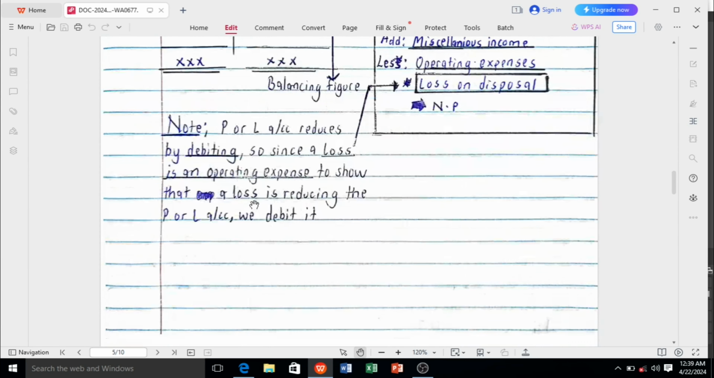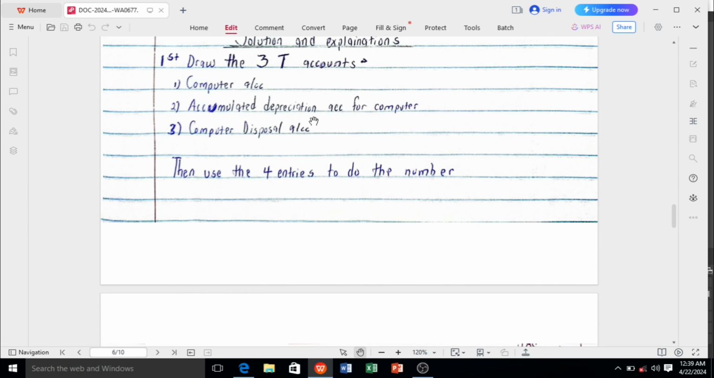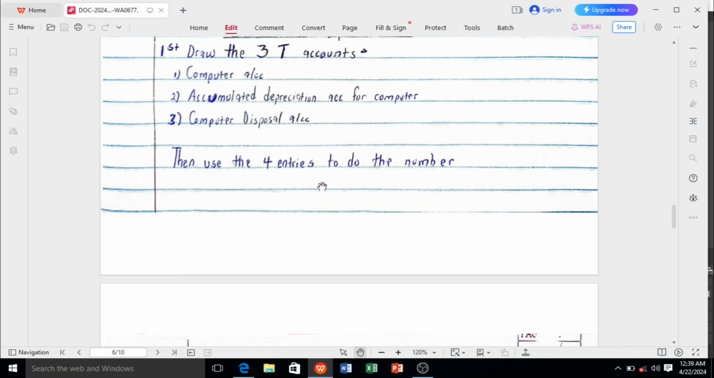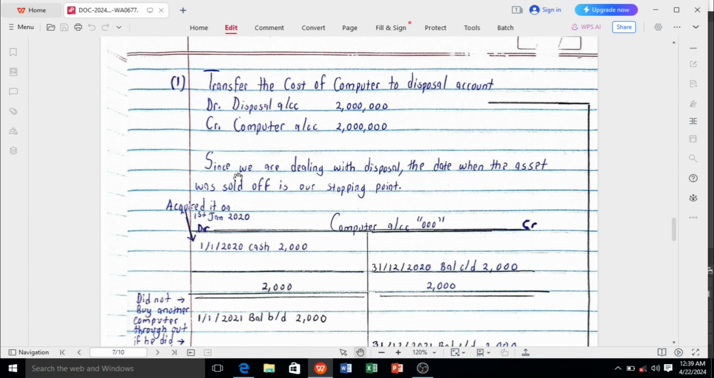Anyway, we are going to go through them in detail. So for you to know that you have fully completed this number, you must go through the 4 entries. And the first one is to transfer the cost of the computer to the disposal account. So the first one is: debit disposal account and then credit computer account.